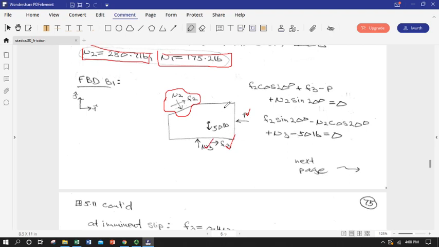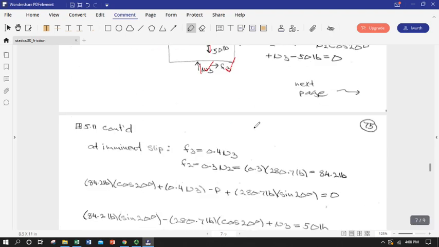We should be able to write 3 equations of equilibrium. Sum of the forces in the x, which we have up here: F2 cosine 20 plus F3 minus P plus the horizontal component, this one, of N2 equals 0. And then we've got our sum of the forces in the vertical direction. So we're going to have the vertical component of F2, the vertical component of N2, all of N3, and the weight of the block. Okay, so that's 2 equations.